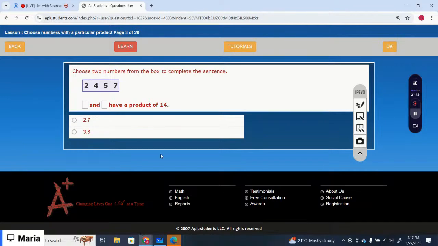2 times 7 makes 14. Option number 1 is the correct option.